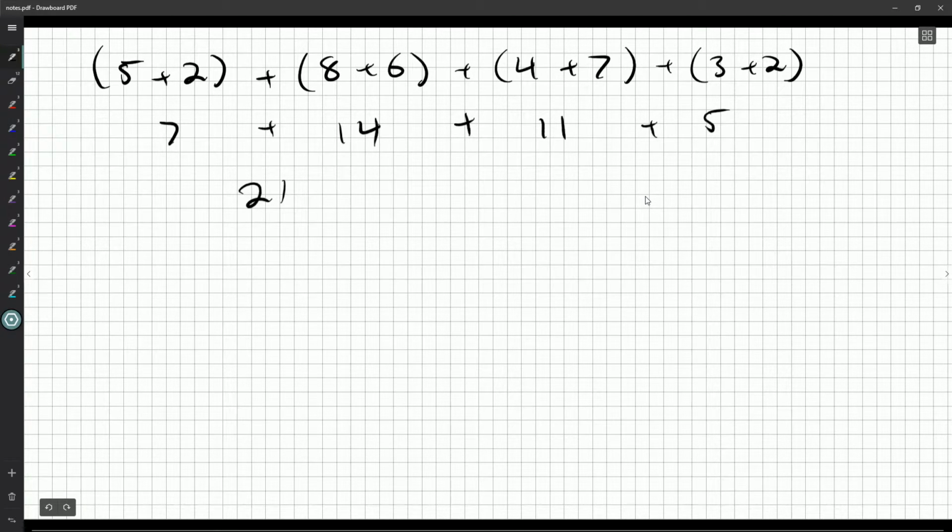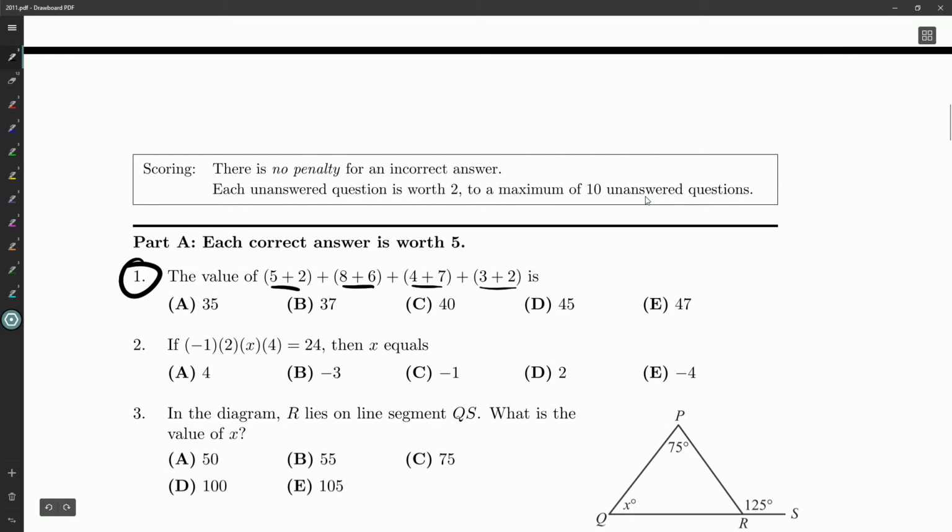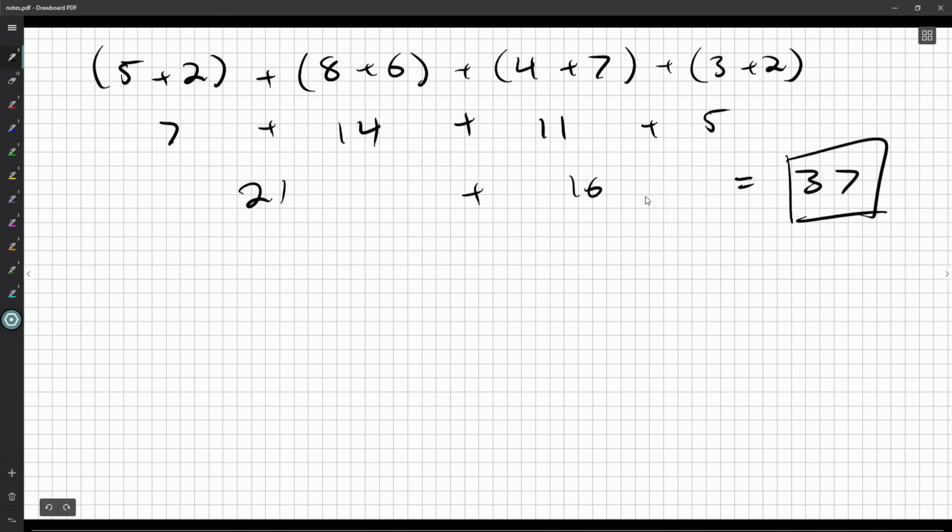7 and 14 is 21, 11 and 5 is 16. Add those up, it'll end in a 7, so 37 should be our answer. And you want to be able to do it very, very quickly. You don't want to have to write a whole lot out, because as I say, it's just about your final answer. That's all we need. Okay? So we're going to bubble in B for our very first answer, question number 1.